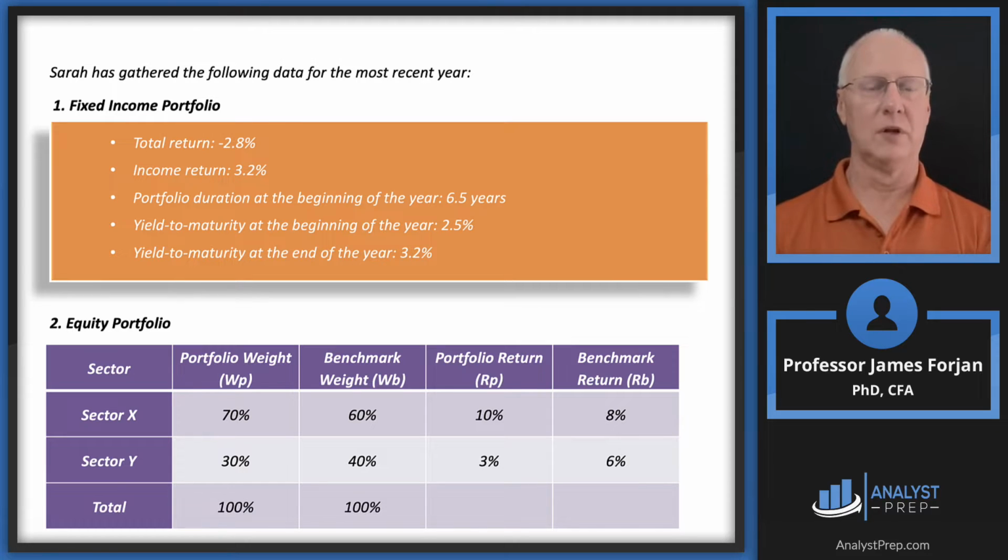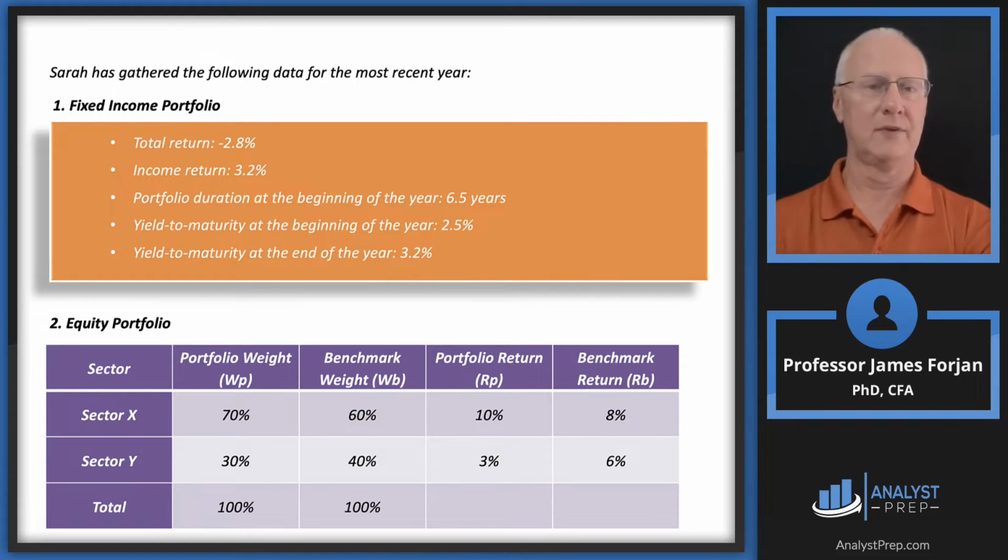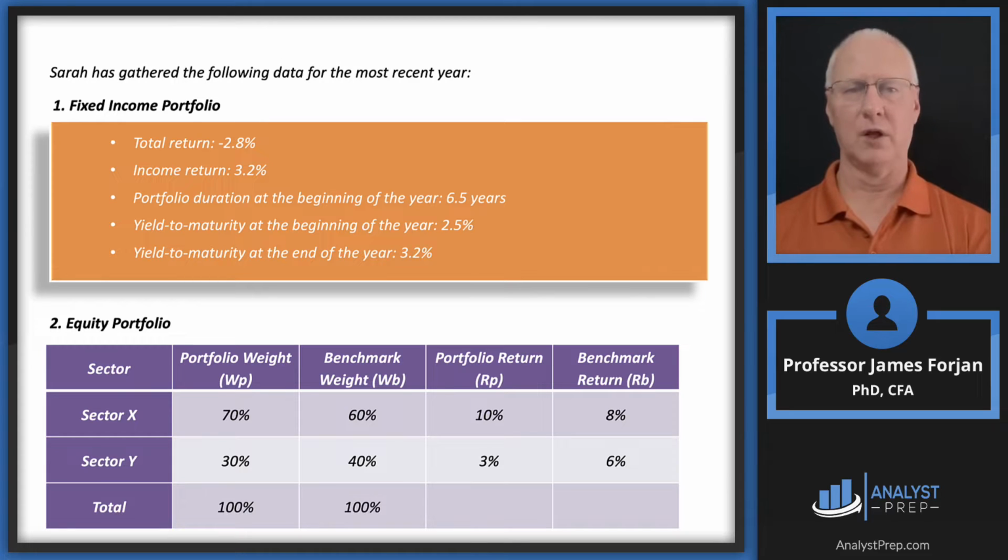All right, the Institute loves to give you tables, so there's our fixed income portfolio. We've got a total return and the income return. Boy, we may have to use those in some kind of a calculation. Duration at the beginning of the year. Now, we're not really told anything about investment horizon or goals of this fixed income portfolio. We may or may not have to use duration.